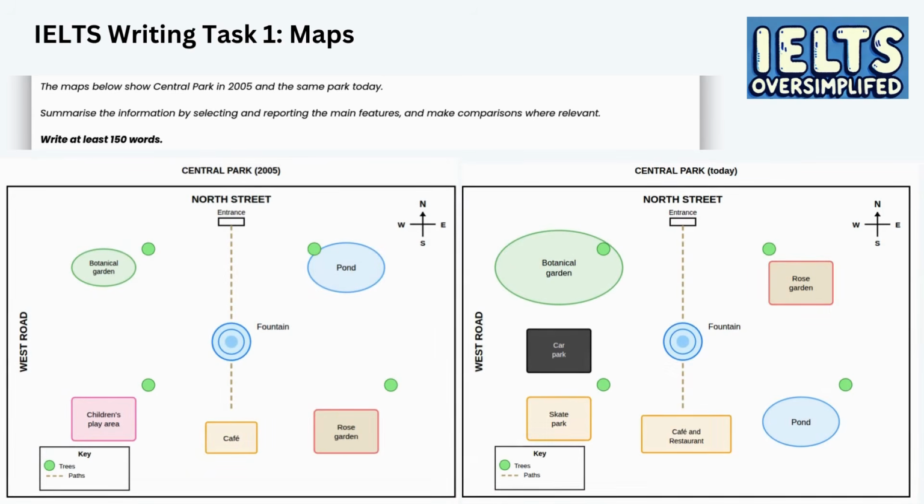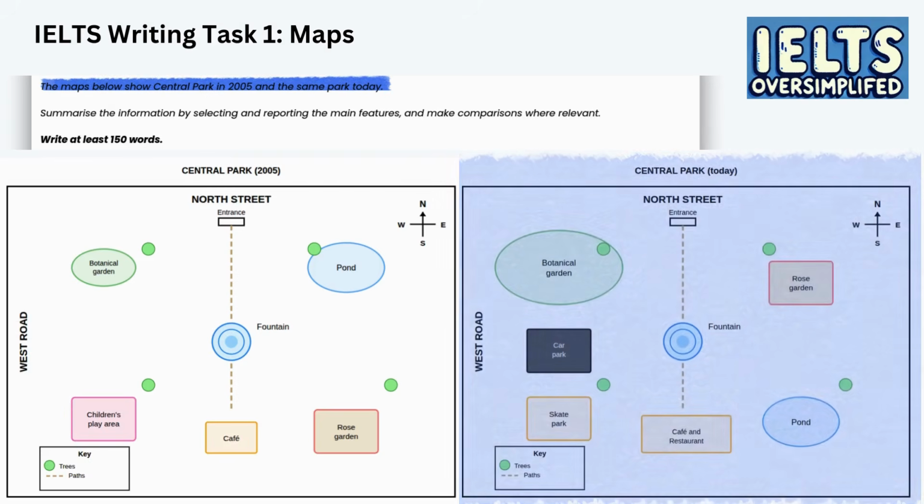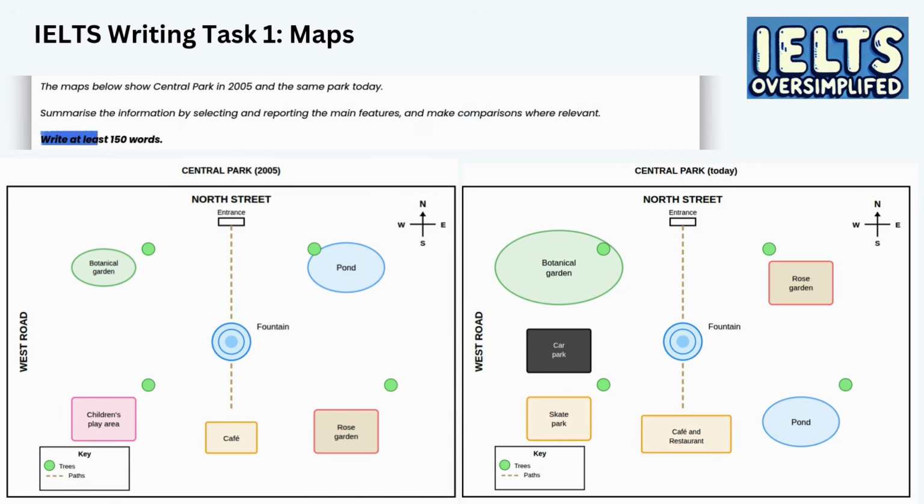Let's take a closer look at our question card. It says, the maps below show Central Park in 2005 and the same park today. Summarize the information by selecting and reporting the main features, and make comparisons where relevant. Write at least 150 words.